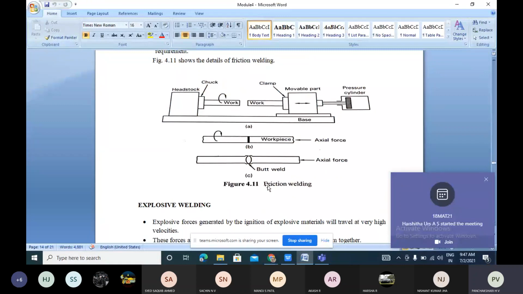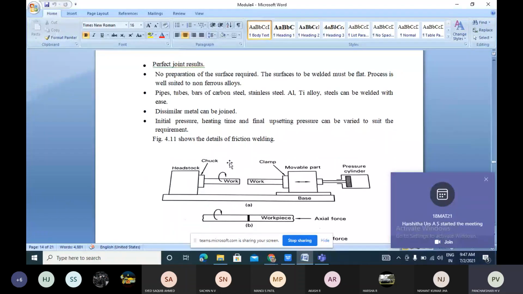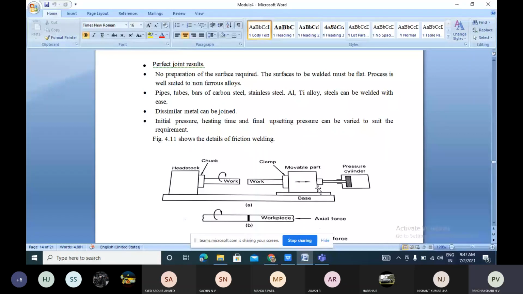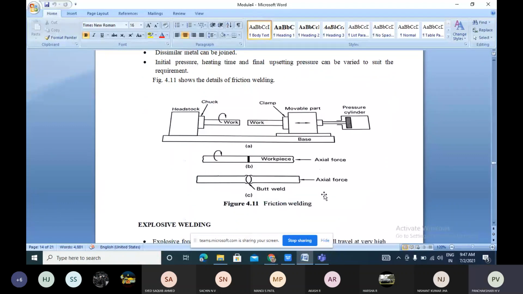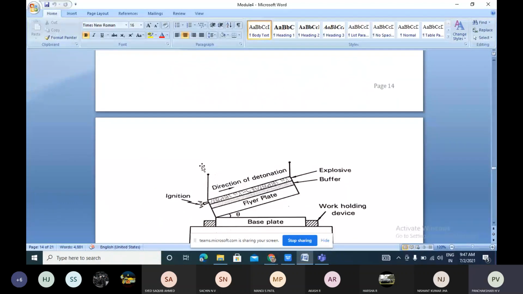The explanation about that is available in the notes, so you can study whatever I have explained already. You can draw this diagram or the diagram given in the notes, whichever you want, no issue. After that we are going to study other types of welding, explosive welding, etc. We will see those things at a later stage.